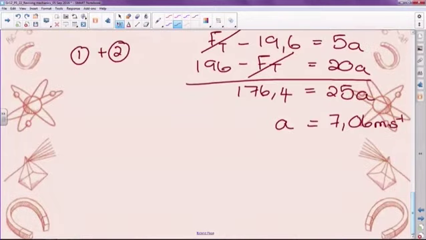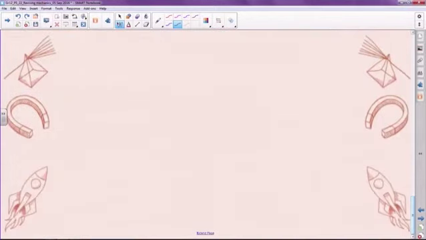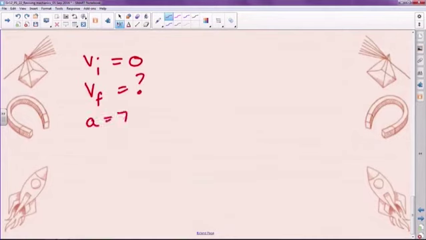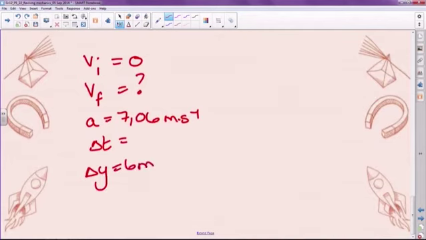So if we go down here and we say, fine, let's do this with what we know. VI is 0. They wanted to know what speed it hits the ground with, so VF is what we're looking for. A is the 7,06 that we've just worked out. Delta T we don't know, and delta Y is 6 meters. Now what I've assumed by those values is that down is positive because that's the direction that the 20 is moving in.